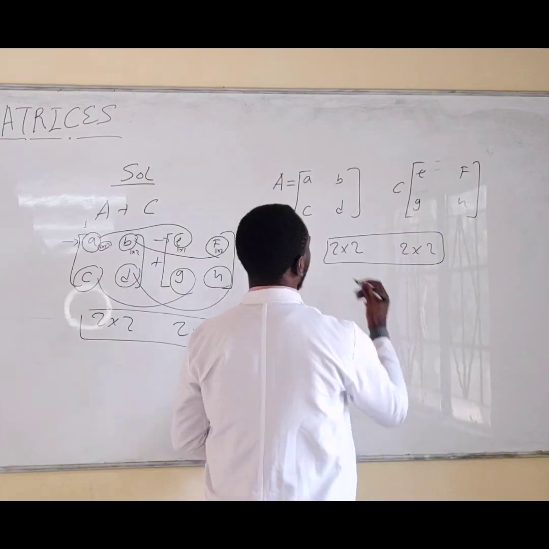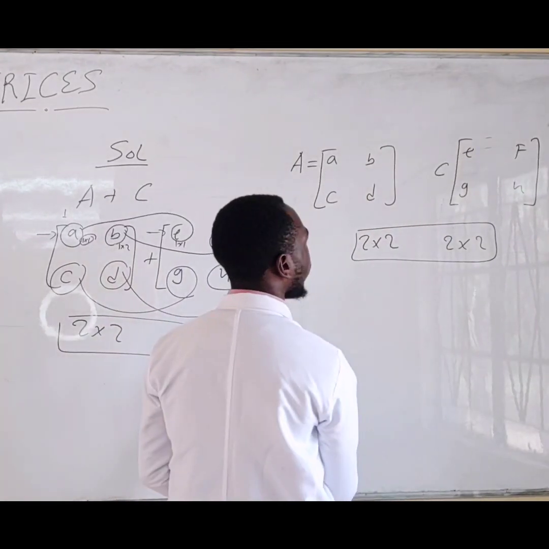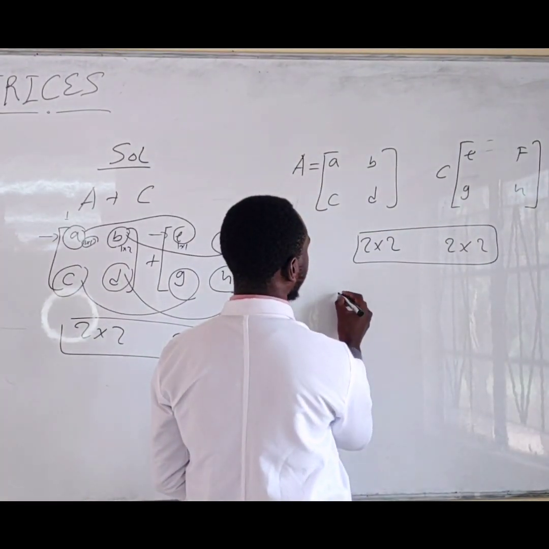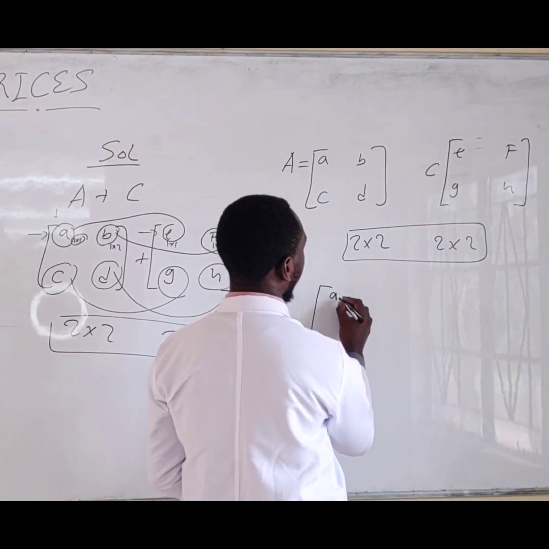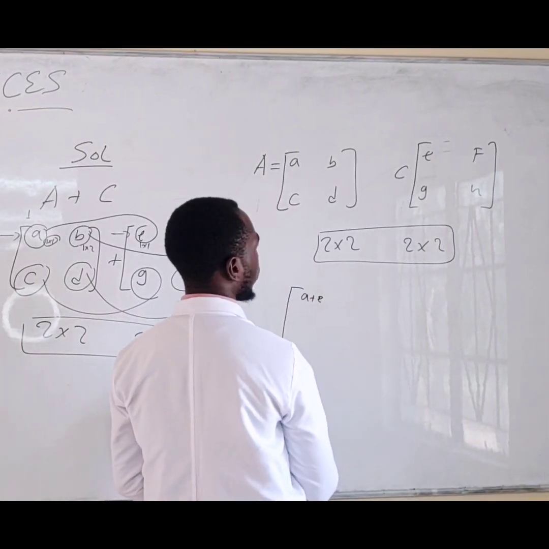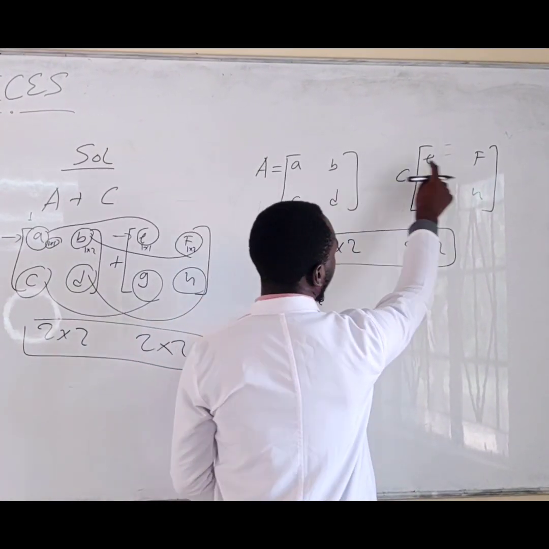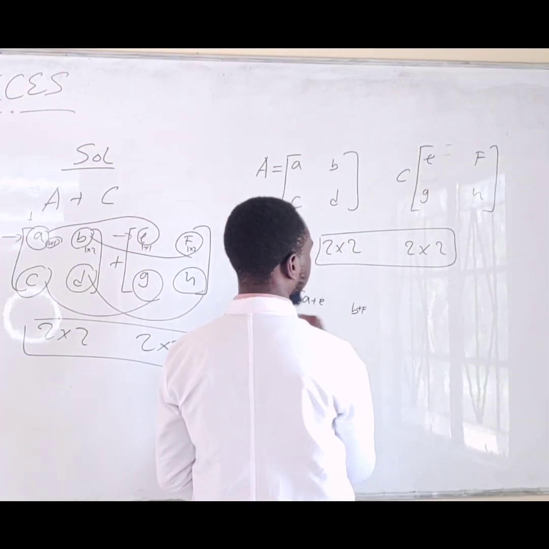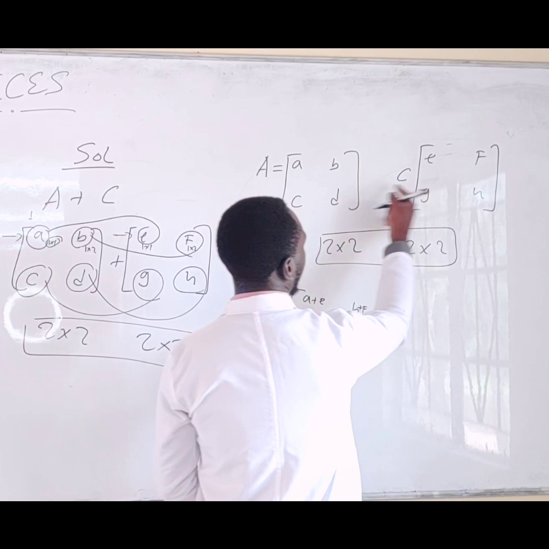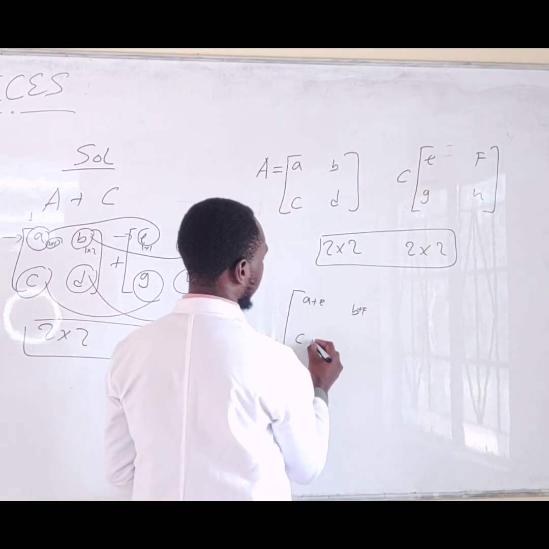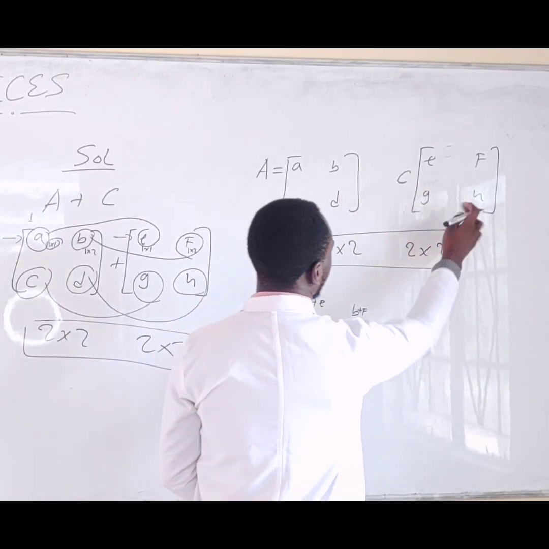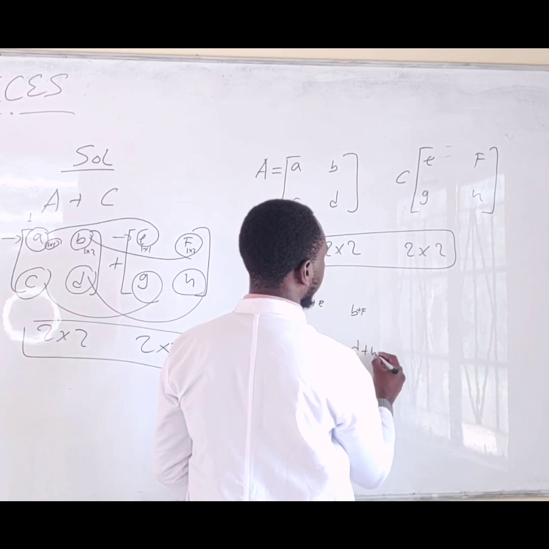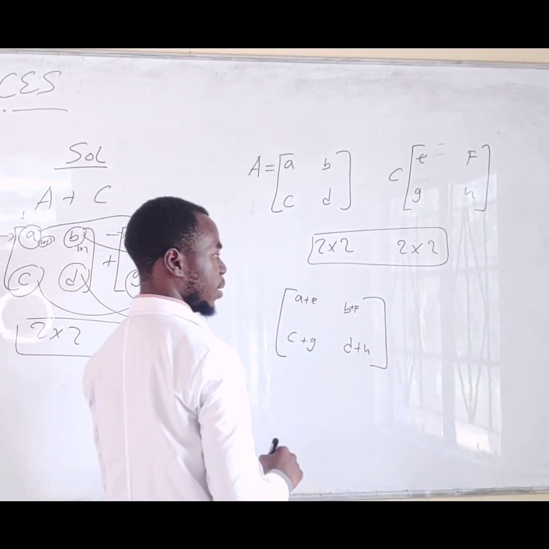You can just say A plus A. What are you going to get? I'm going to get A plus A. Is it okay? I believe it's okay. Then B and F. You are going to get B plus F, which is addition, not multiplication or subtraction. Then this one and this one are going to get C plus G. Then this one and this one are going to get D plus H. You are going to get something like this.